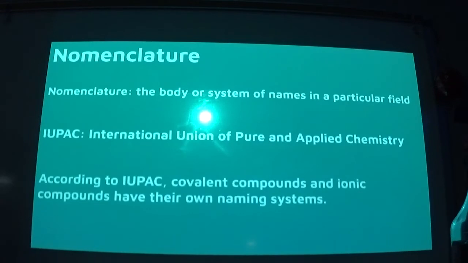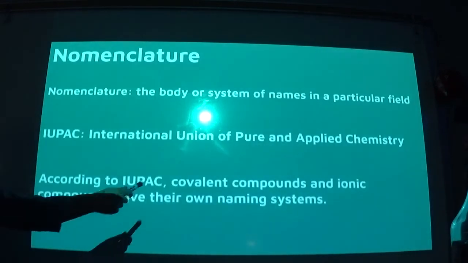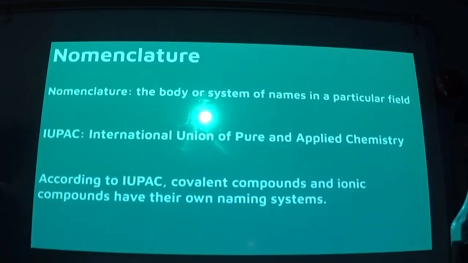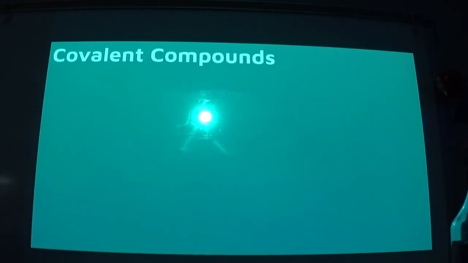Okay, the real stuff. Here's the deal: covalent compounds and ionic compounds have their own naming systems. So we have to learn two separate naming systems. We're going to learn one of them today because it's super easy. So let's move right on to covalent compounds. I can teach you this whole system in like 10 minutes, probably less. Here's what we're going to start with: if I give you a chemical formula, I want you to be able to name it.